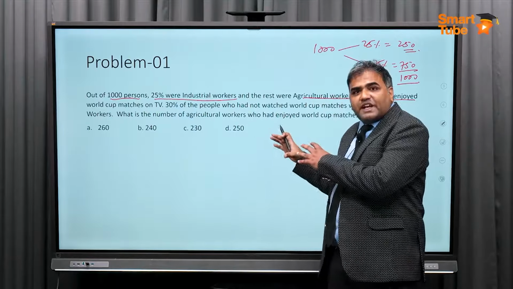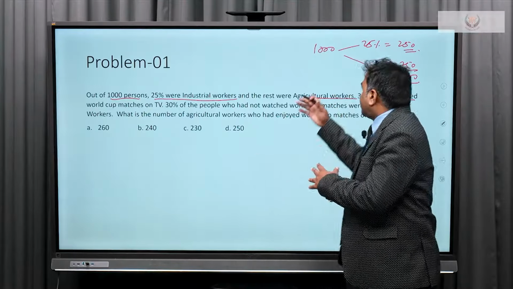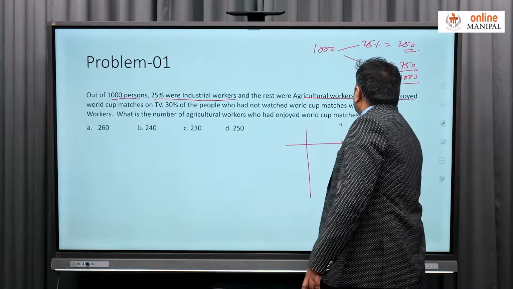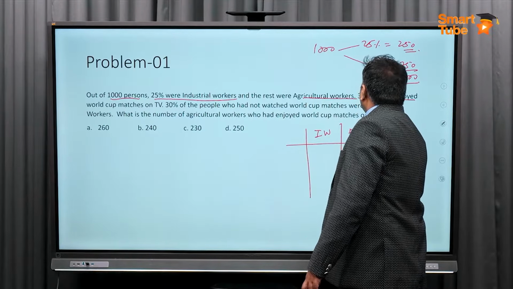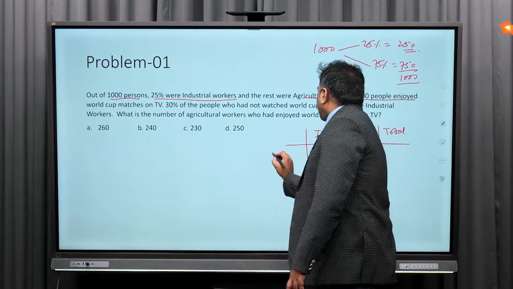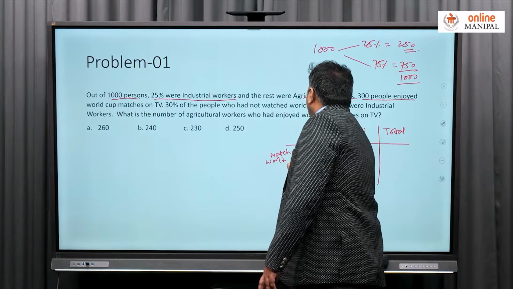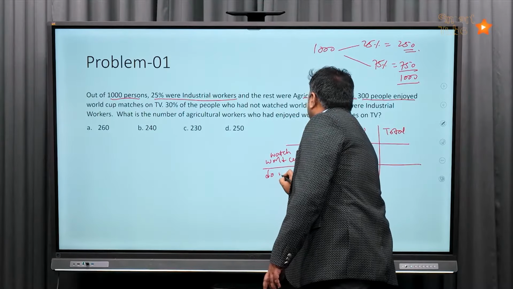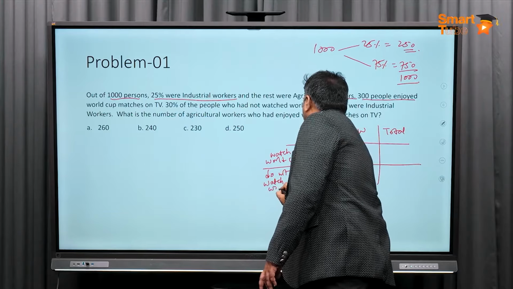Now the question is getting complicated, right? It would be better if we can solve it through tabulation instead of writing it plainly. So if I draw a table this way, imagine this is industrial worker, suppose agricultural worker, this is total. Here I'll write watch World Cup match, and here I'll write do not watch World Cup match.